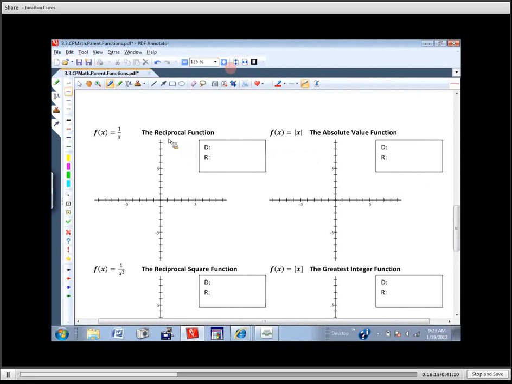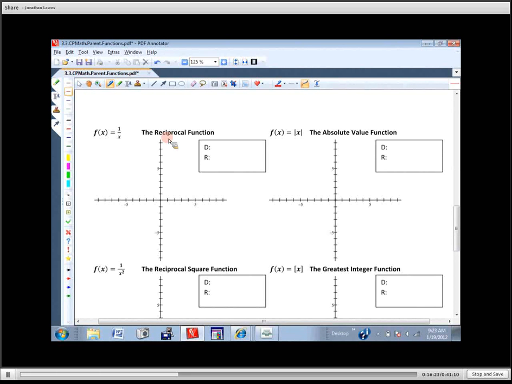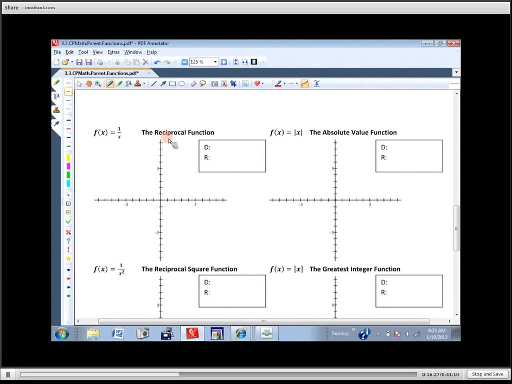Okay, so if we flip this over, on the other side, we've got the reciprocal function first. So the reciprocal function. What does the word reciprocal mean? Okay, not quite opposite. Opposite would be negative. Means flip it over, okay? So what this does is it takes a number and it flips it over, okay?